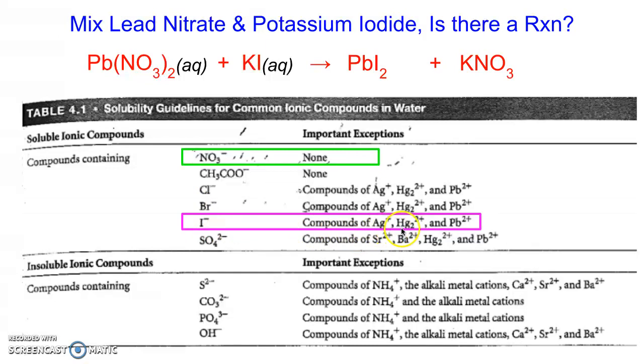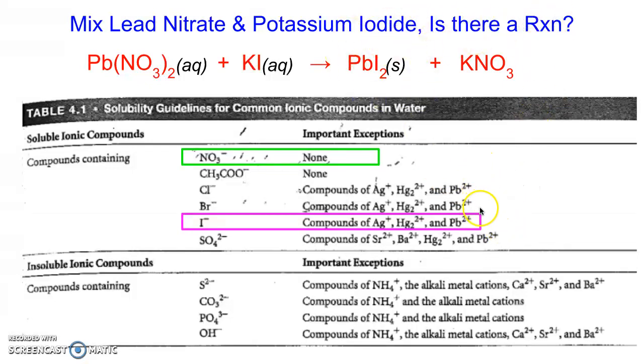I look over to see if I can find an exception for my lead, and I do. So what does that tell me? Is lead iodide soluble or insoluble? Yep, it's insoluble because it's one of my exceptions for the soluble ionic compounds. So I'm going to give it a phase indicator of S, meaning that it's a solid. So that means, whoop-de-doo, we have a reaction because this is my precipitate.